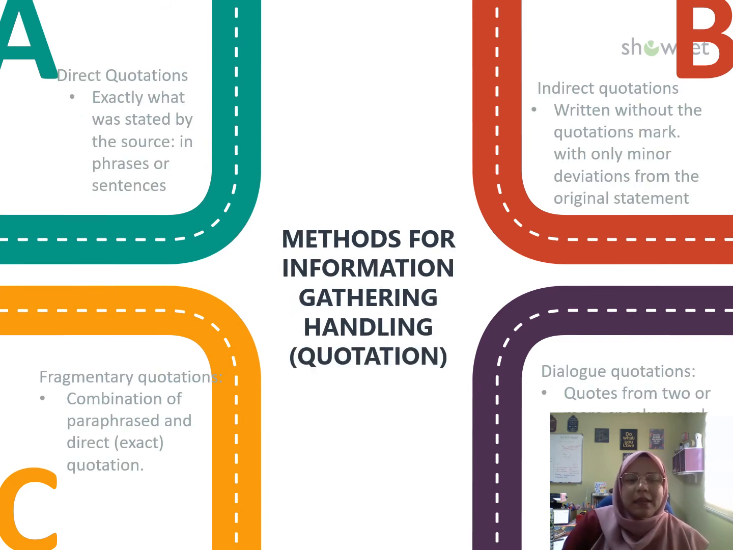Okay. These are the methods for information gathering handling, which is how to quote, how to cite a person's statement. Okay, so there are 4 types of it. First is direct quotation, where we put exactly what the person said, the phrases and sentences.